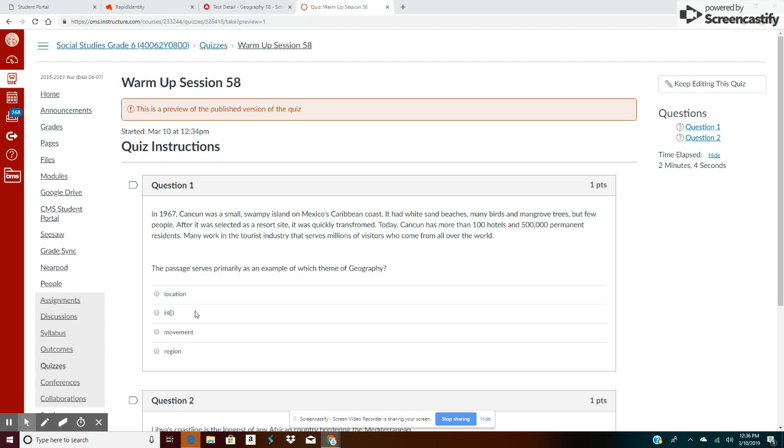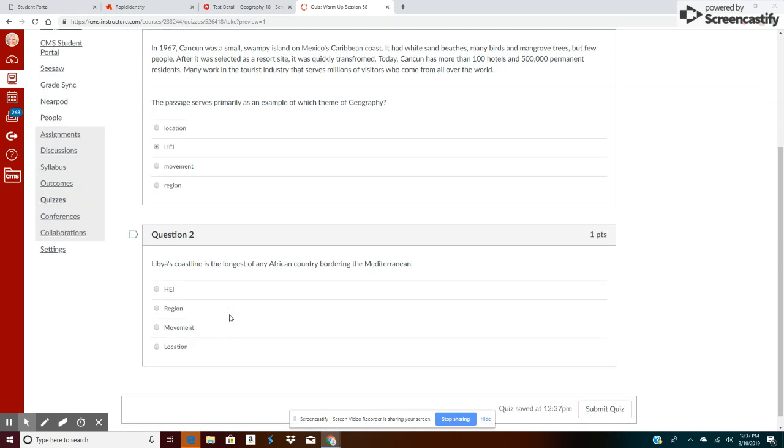Okay, we can eliminate movement right off the bat because I don't see any talk about movement of people, goods, or ideas. Region, as I said, it could be region, but it talks about it had very few people in the beginning, and after it was a resort, it has more than 500,000 permanent residents. It was transformed by people. So I'm going to go with HEI. Remember, HEI is human environment interaction.